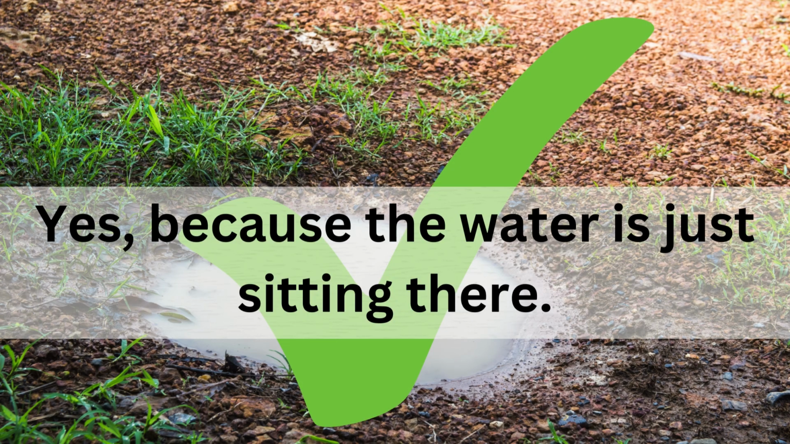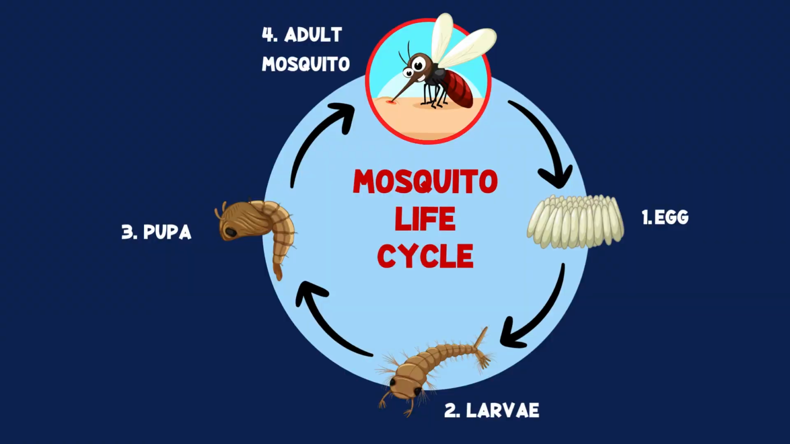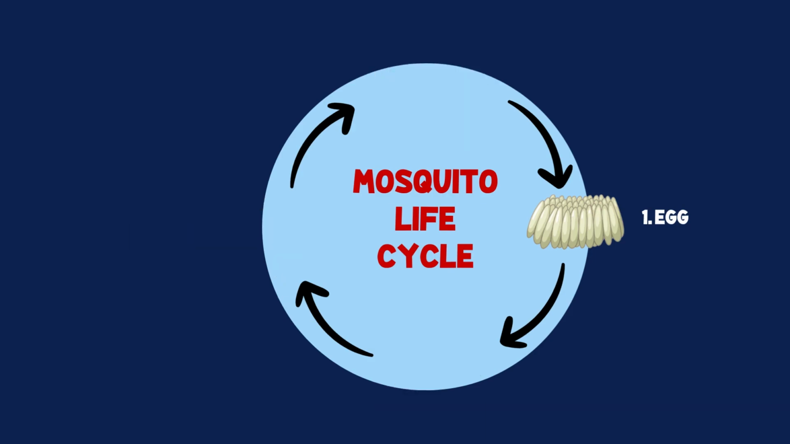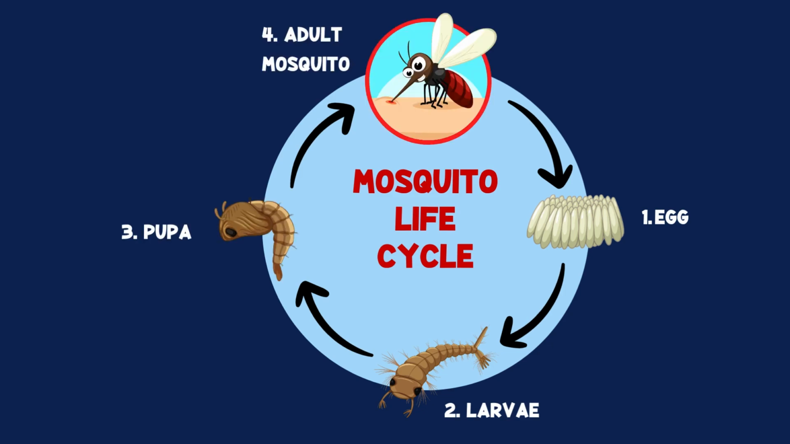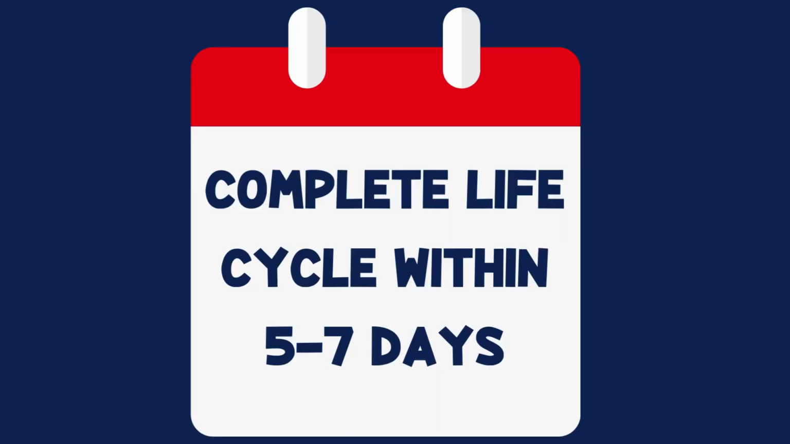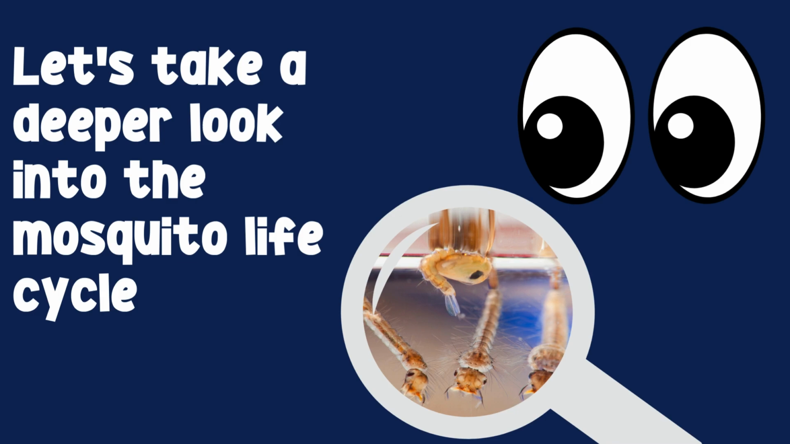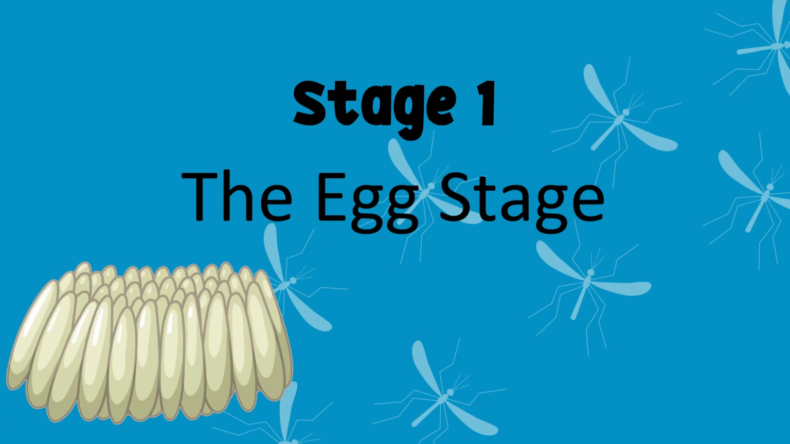Yes, correct. All mosquitoes have 4 stages of the mosquito life cycle, starting with stage 1, which is the egg. Then it's stage 2, larva, stage 3, pupa, and stage 4, the flying adult mosquito. They can complete their life cycle within 5 to 7 days. So let's take a deeper dive into each stage. Starting with the egg stage.